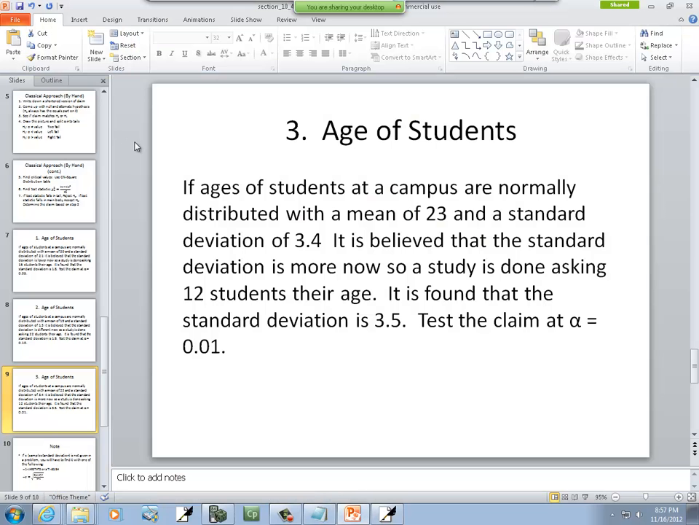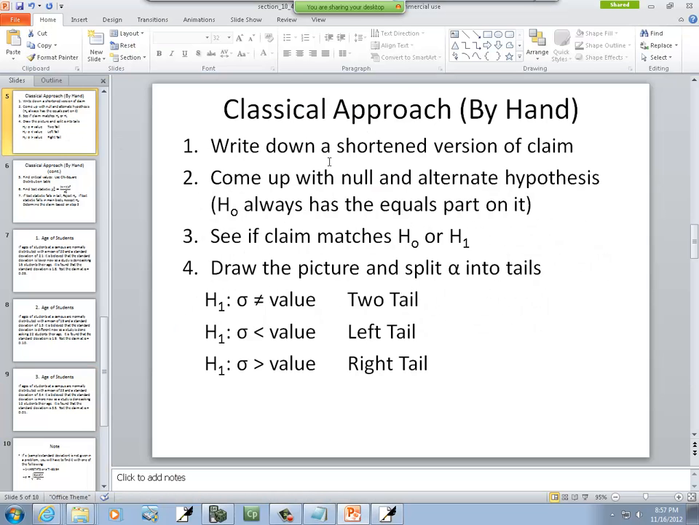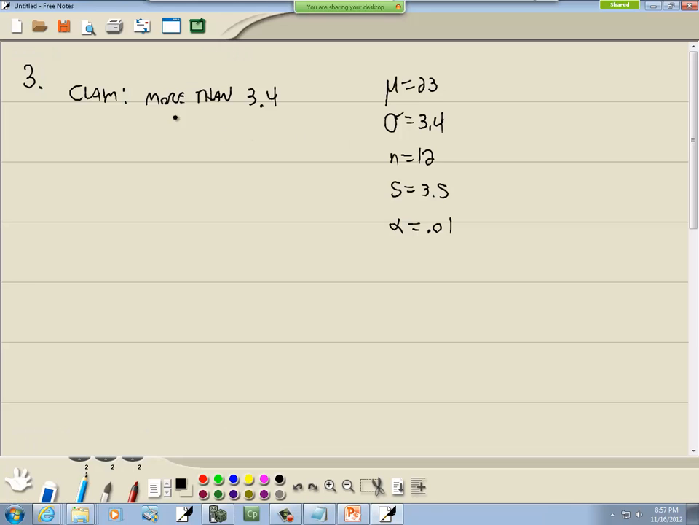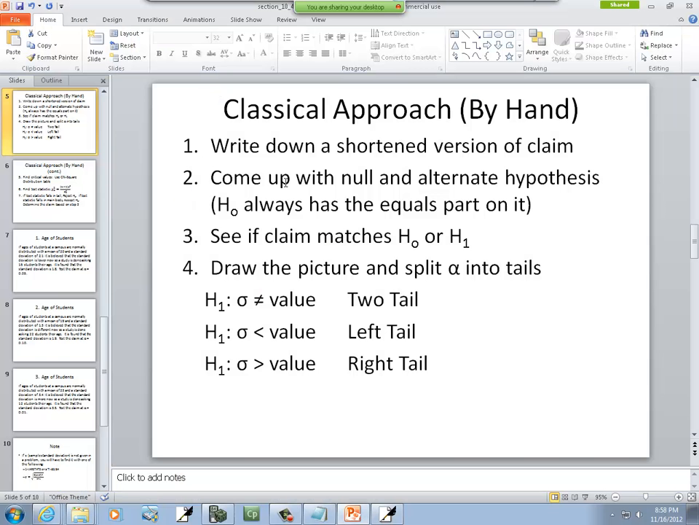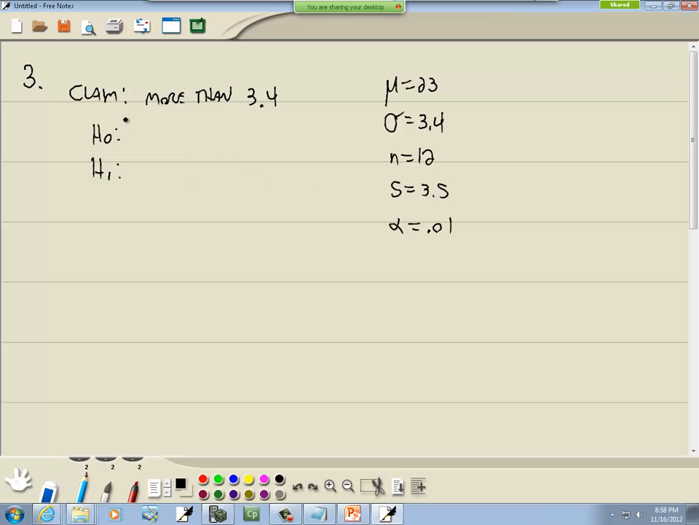Okay, let's go through our steps. Write down a shortened version of the claim. We did that. Here's our null and here's our alternate hypothesis. It says come up with a null and alternate hypothesis. H naught always has the equals part on it. This is sigma, more than. Well, that's a greater than, and that would go on our H1. And if that's greater than, this is less than or equal to.